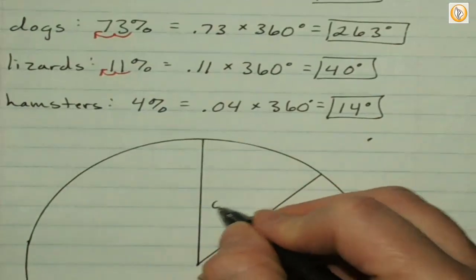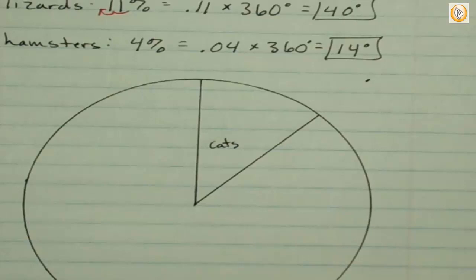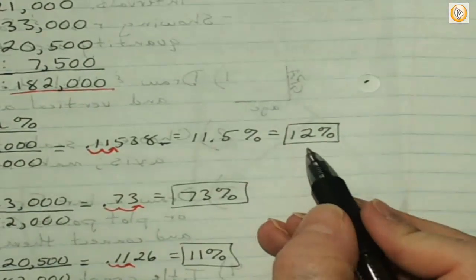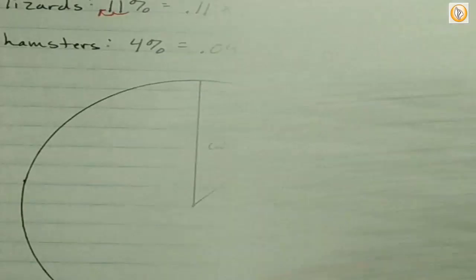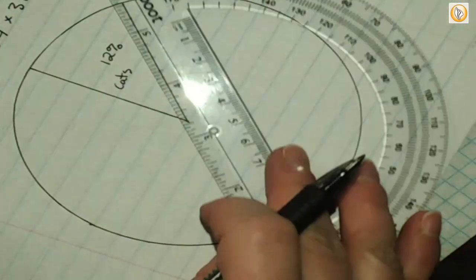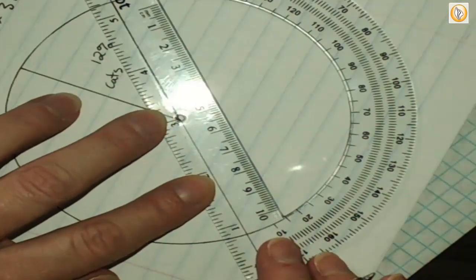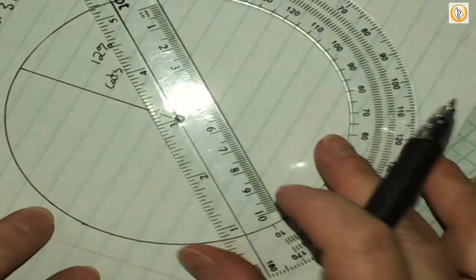So that's cats. I'm going to put cats right here. And watch what I do here real quick. Do I put 43 degrees in here? No. I put the percentage. So this is 12%. And then you go to the next one. Dogs. Dogs is 263. So I'm going to turn my paper, and you can turn yours. 263. 200. This only goes to 180, so that's not going to work.